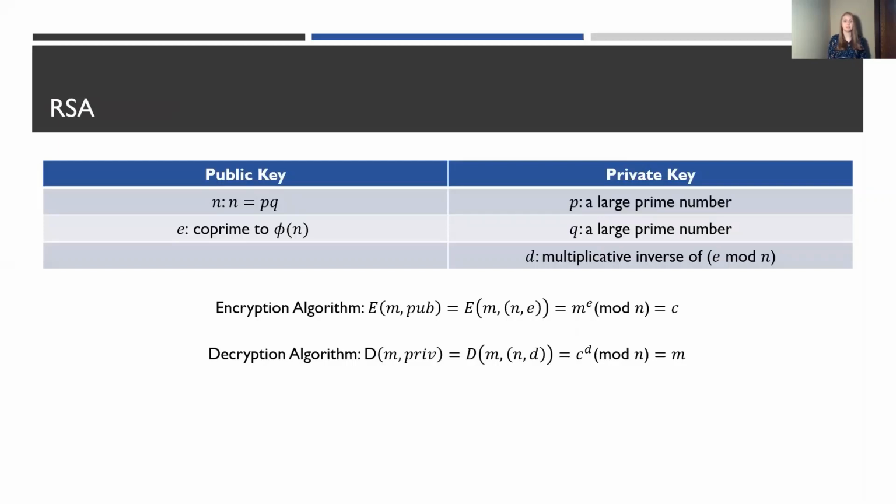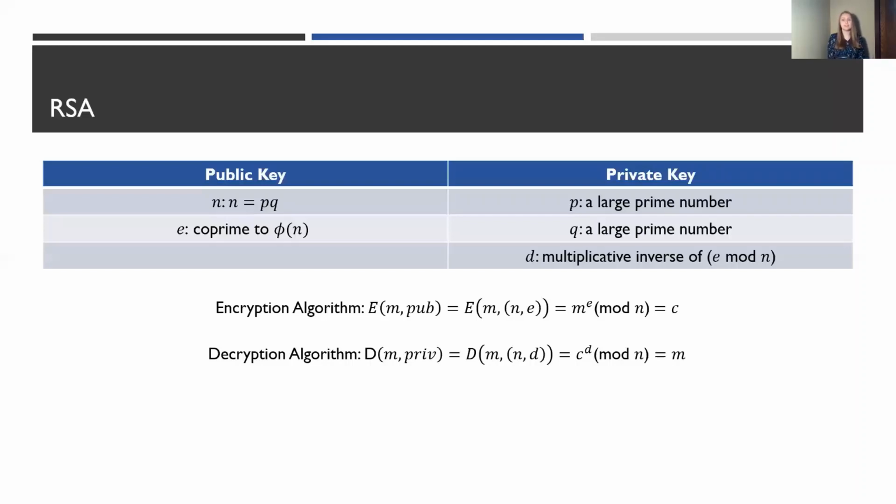After N has been found, where N is a public key, we can find our second public key value, which we will denote as E. And E is co-prime to the Euler-Phi function of N. Now you may be wondering, what is the Euler-Phi function? The Euler-Phi function returns the number of numbers that are between 1 and n and are co-prime to n. So again, the Euler-Phi of n will return the number of numbers that are co-prime to the number n and are between 1 and n.